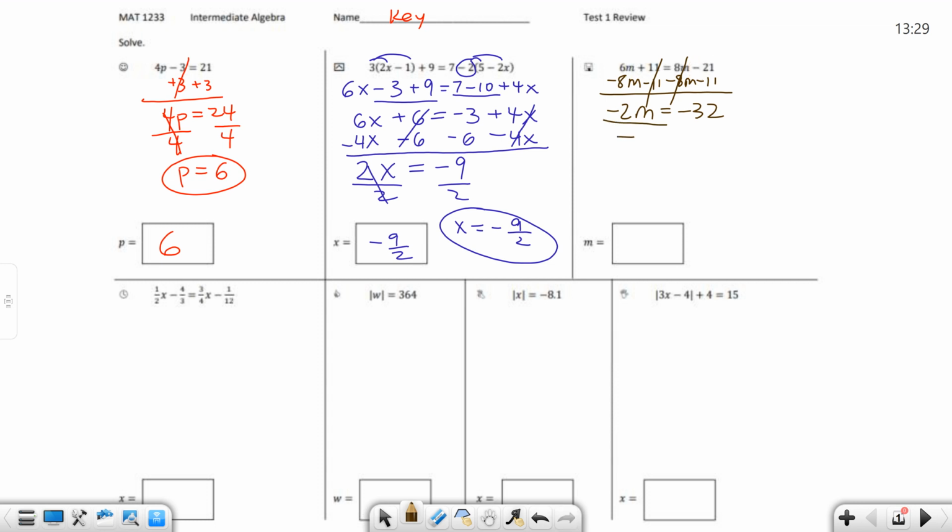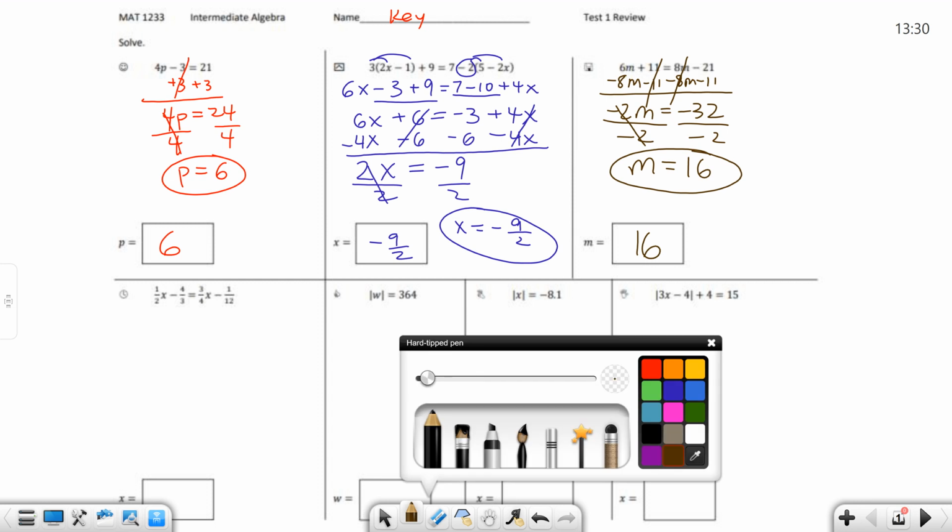All right. Then we divide by our coefficient of m, that's negative 2 right here. We divide by that, and whatever we do to one side, we do to the other. This divides out, becomes m equals, what's a negative over a negative? It's positive. So that's going to be positive 32 over 2 is 16. So our answer there is 16.